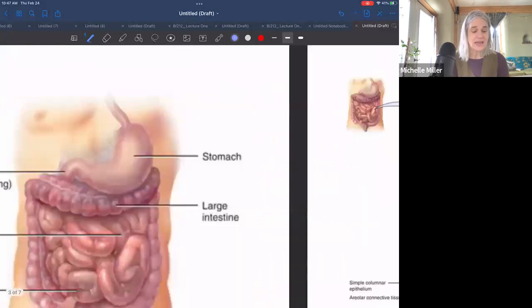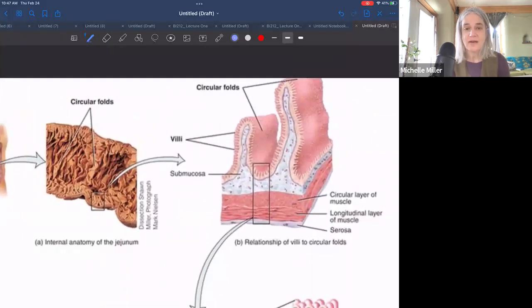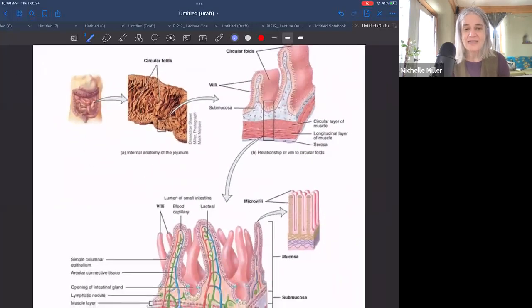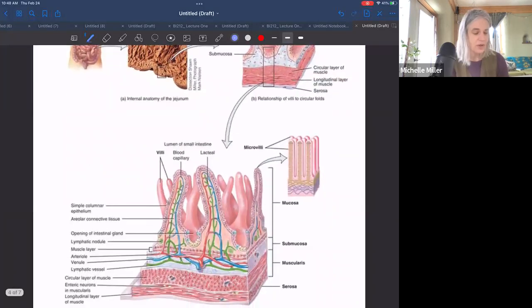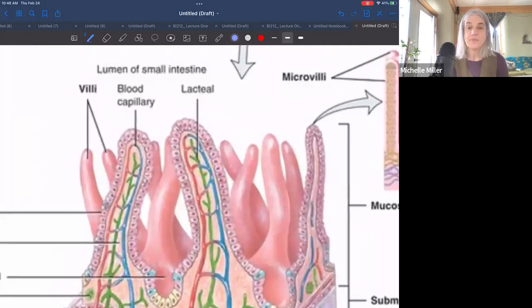Let's look at a diagram that shows this. This would be the circular folds there. And on those circular folds, you can see the villi. And then you can see the individual villus fingers. And then the simple columnar, the single layer of column-shaped cells right here, would have microvilli on their surface. And that increases the surface area even more.